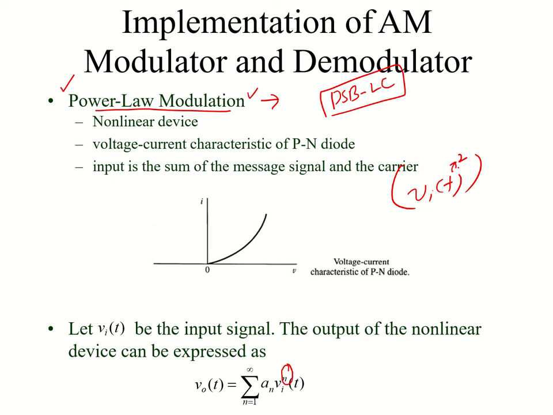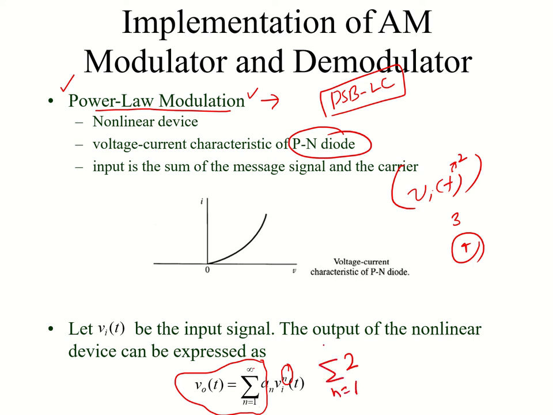Because you are taking the square, or we can take the cube or fourth power, and then we make the summation of that, it becomes a nonlinear device, and typically it is implemented using a PN diode. For example, if you are implementing a second order polynomial, I will make n equal to 2. So n starts from 1 and the summation goes till 2, of a_n times the input to the power n. That will be the approximation by the second order polynomial.